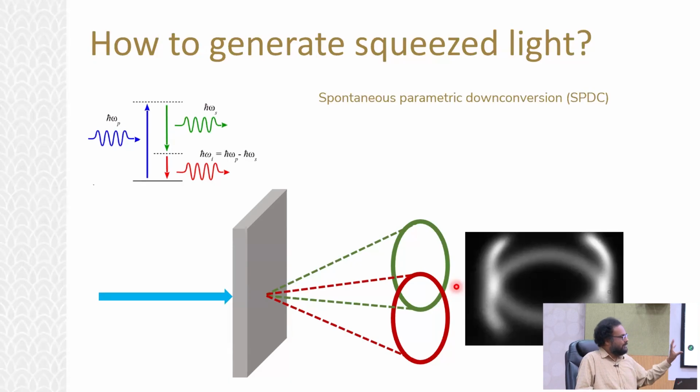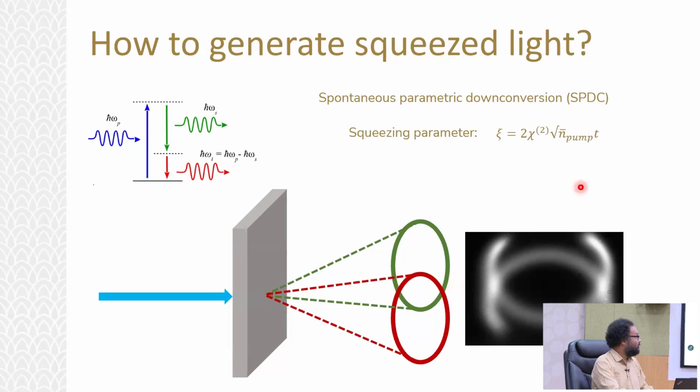What it actually is, is a two-mode state generated from vacuum. A lot of words there, but that's your squeezing parameter, which is related to the second order nonlinearity, the interaction time, but also the number of photons in the pump. Okay, so it's kind of interesting.